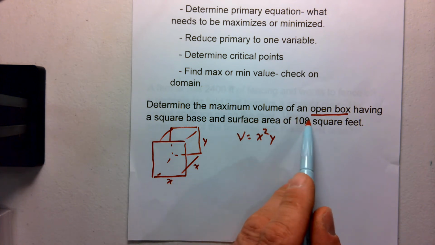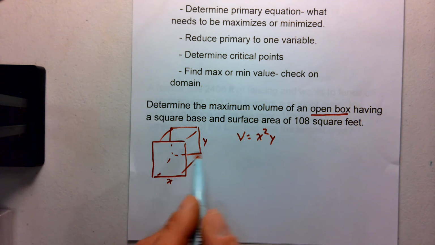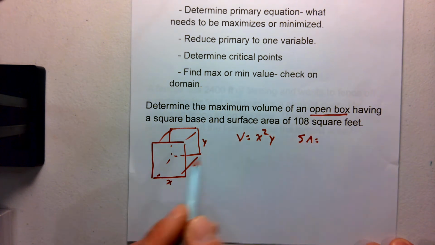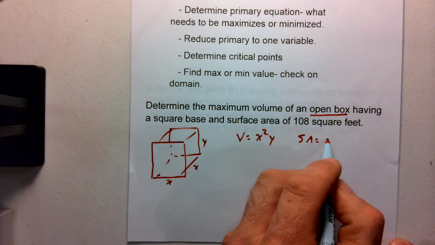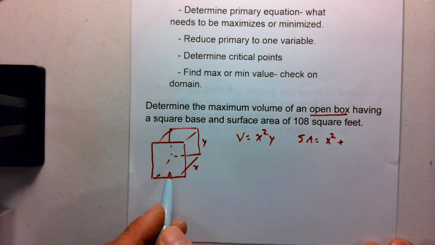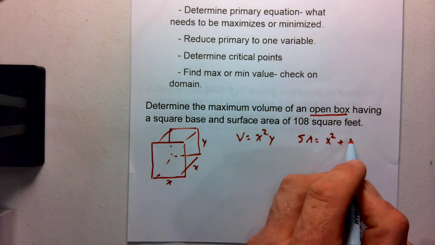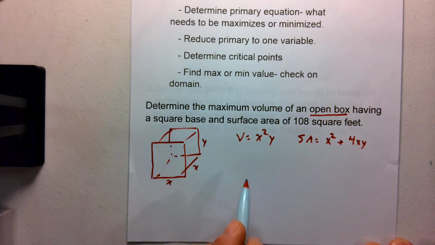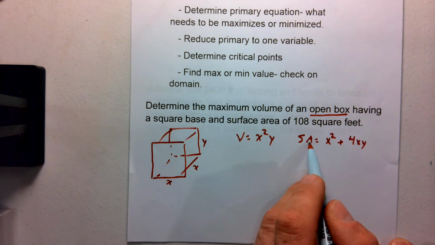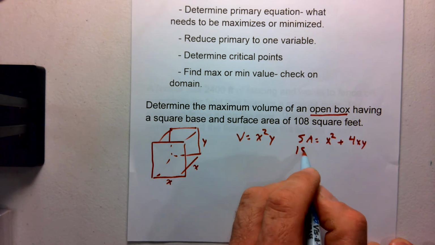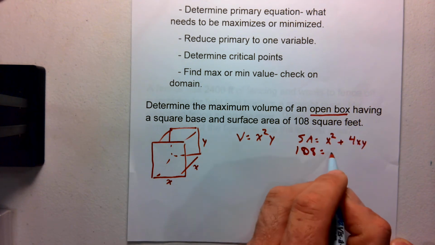And we know the surface area of this figure is 108. So my surface area, recall, is taking the area of each of the surfaces. I have an x squared, which is the base, and to that I'm going to add 4 of my sides. And my sides are each x by y. So I have 4xy. I also know the surface area is 108 square feet.